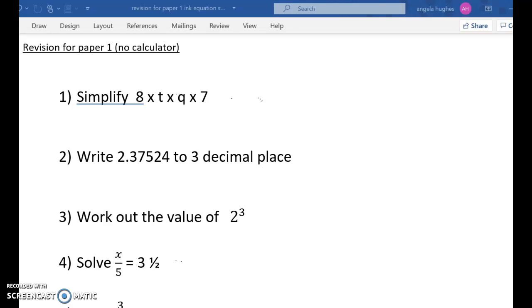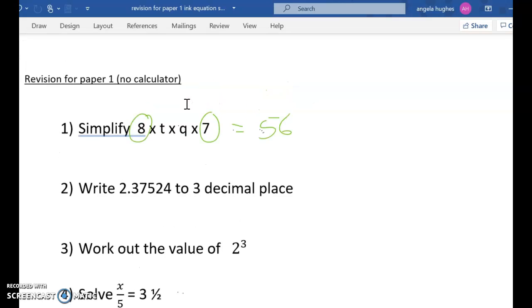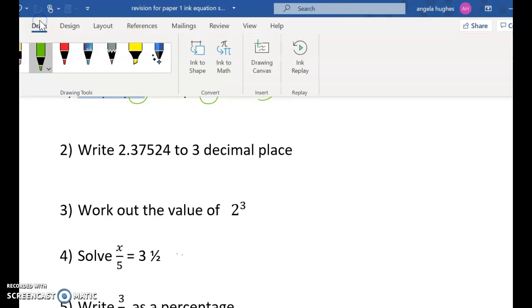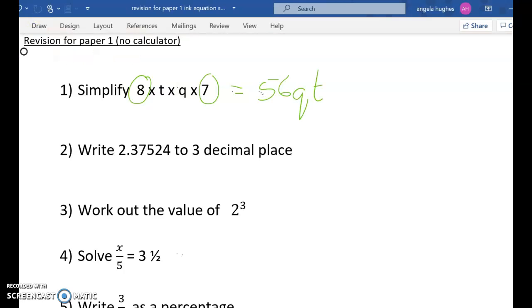So here we go, we're going to work out a simplifying of this term here. So it's multiplying, so we're going to collect together things that we can multiply. So you see here we've got an 8 and we've got a 7. So we can multiply those together, which would give us 56. And then we've got a T and a Q. Now we can't put them together with a power, but we can just write them next to each other, Q, T. So that's it in alphabetical order. You could have T, Q either way.